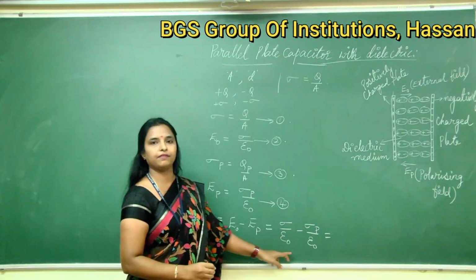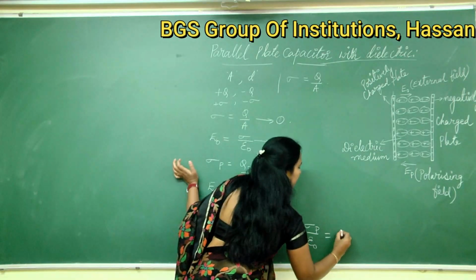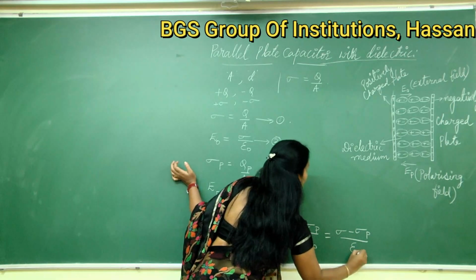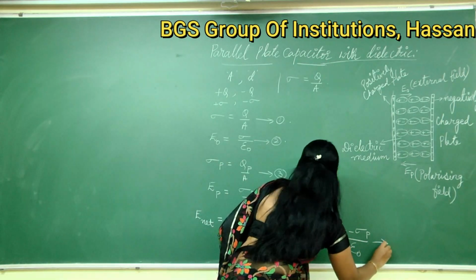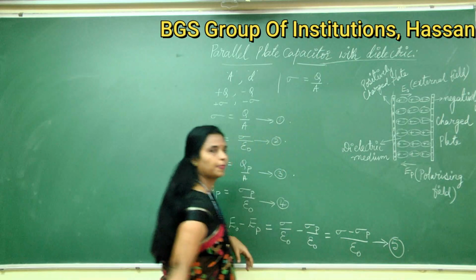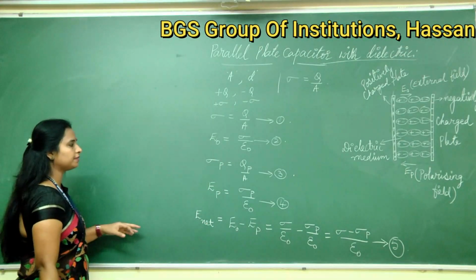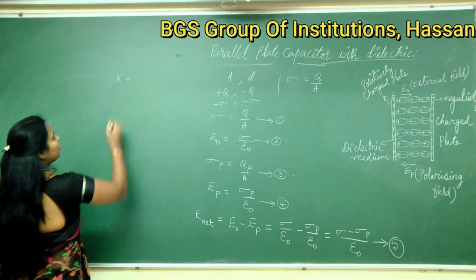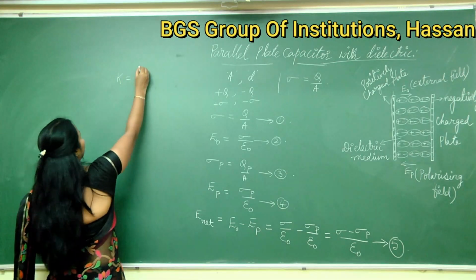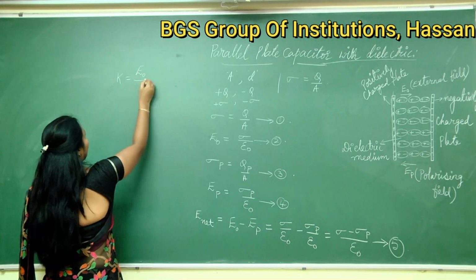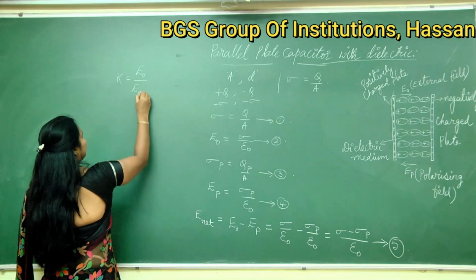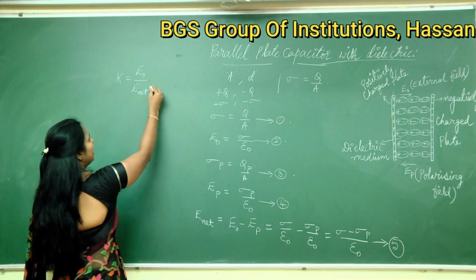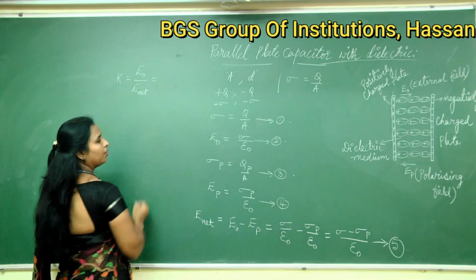And since we are having the same denominator, it will be sigma minus sigma P divided by epsilon naught, and call this as equation 5. Now consider the expression for the dielectric constant. Dielectric constant is the ratio of the applied electric field to the net electric field.